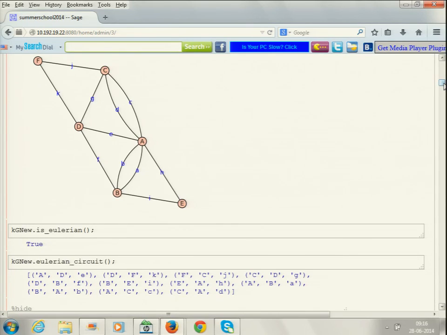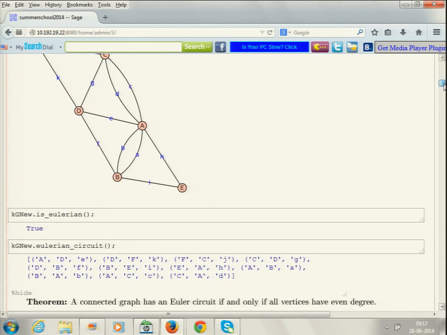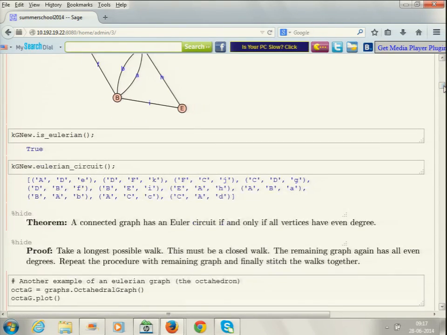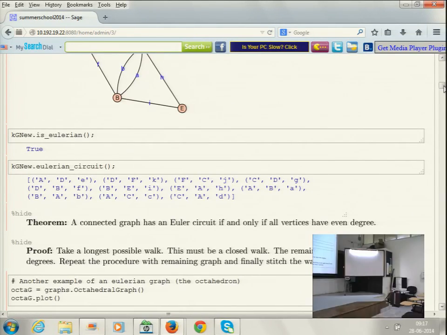Okay, so now the question is, how do we show that if all vertex degrees are even, you can do it? And that's Euler. I don't think Euler showed it, but if he tried, he would have showed it. So this is the theorem of Euler. A connected graph has an Eulerian circuit if and only if all vertices have even degree.